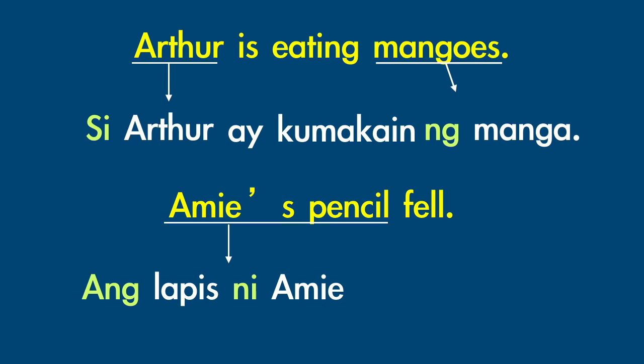The main subject in the sentence is the word lapis or the pencil. And the owner of the pencil is Amy. So to say this in Filipino, you say lapis ni Amy. Amy's pencil. But since this is a subject, you have to put the word ang. So it became ang lapis ni Amy. The word fell is ay nahulog. Ang lapis ni Amy ay nahulog.